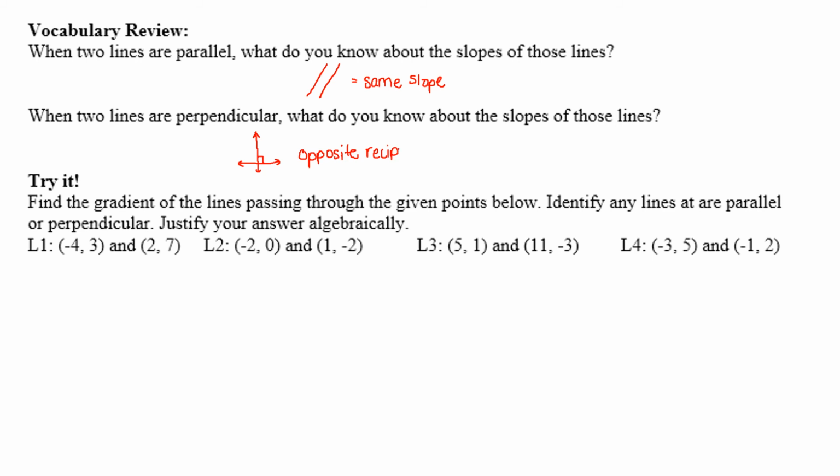You might also recall, when you multiply the slopes together, you get -1. So if you can multiply those two slopes and get an answer of -1, it means they are perpendicular. So here it says find the gradient of all these lines given through these points and then identify them as parallel or perpendicular and justify algebraically. So we need to find the slope of all 4 lines. So go ahead and do that a minute.